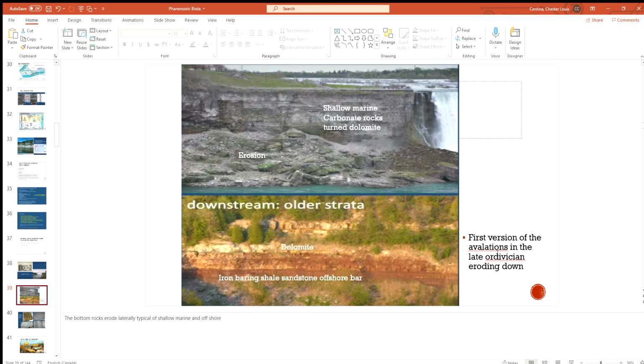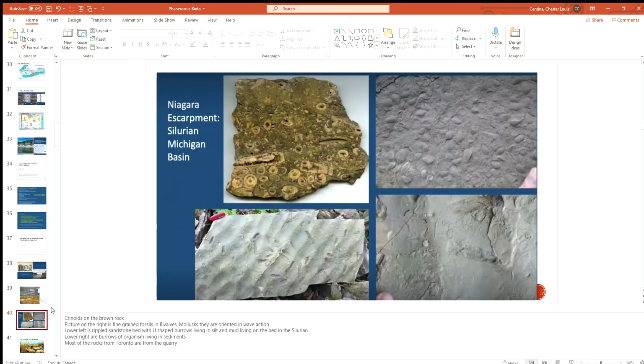First version of Avalonia in the late Ordovician eroding down, so it erodes down. The bottom rocks erode laterally, typical of shallow marine and offshore settings. So just try to remember that it erodes in shallow marine and offshore. Okay, and it erodes laterally. Okay. So this is the rocks in the Niagara. We will try to go over them quickly.